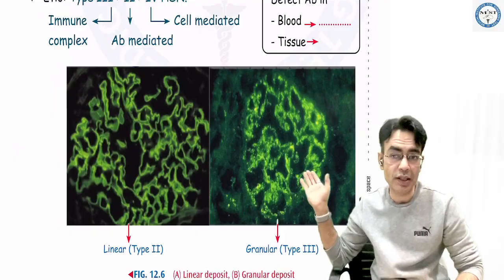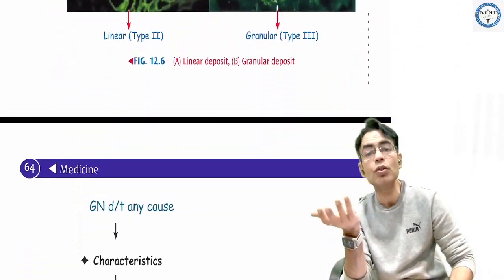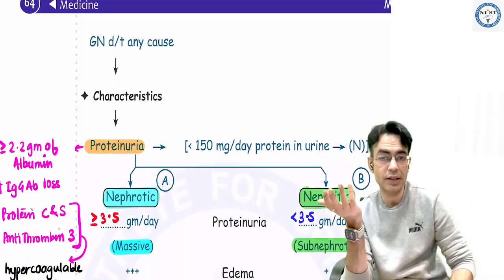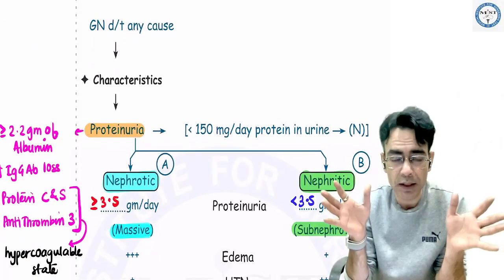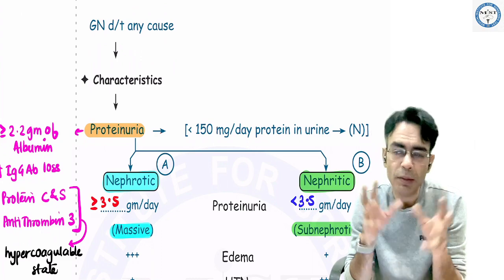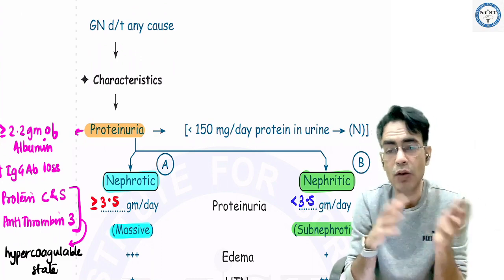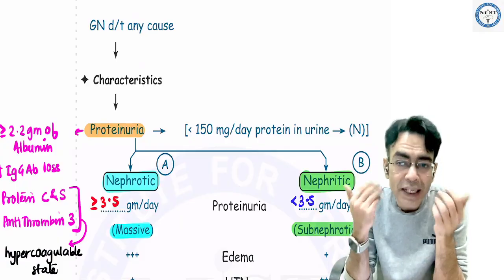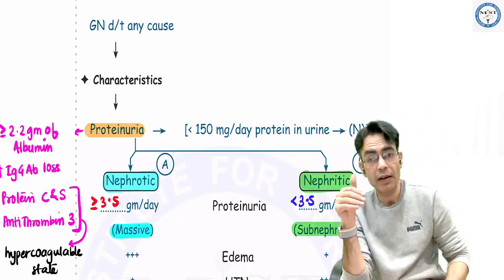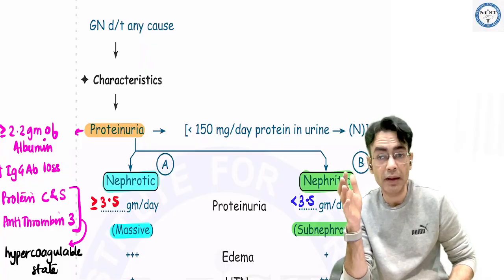Immunofluorescence. So fluorescent will be seen. In blood, if you want to find the antibodies, you do what? You do Coombs test. Whatever be the reason of damage, what is the first thing that will start leaking? Protein. So on the basis of proteinuria, glomerulonephritis is divided into two types: nephrotic, nephritic. If the protein loss is more than 3.5 grams per day, it is nephrotic. If it is less than 3.5 grams per day, it is nephritic.